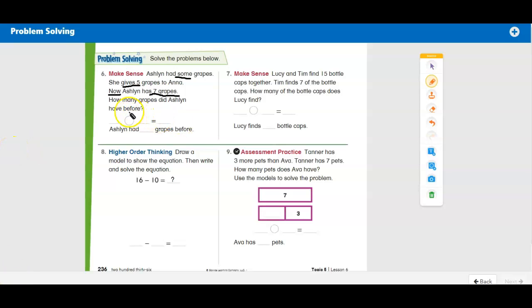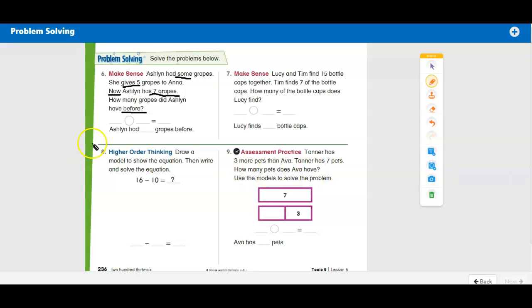We are wanting to find out how many grapes did she have before she gave any away. So again, she had some, gave 5 away, and now she has 7. We want to know how many grapes total did she have before she gave any away.